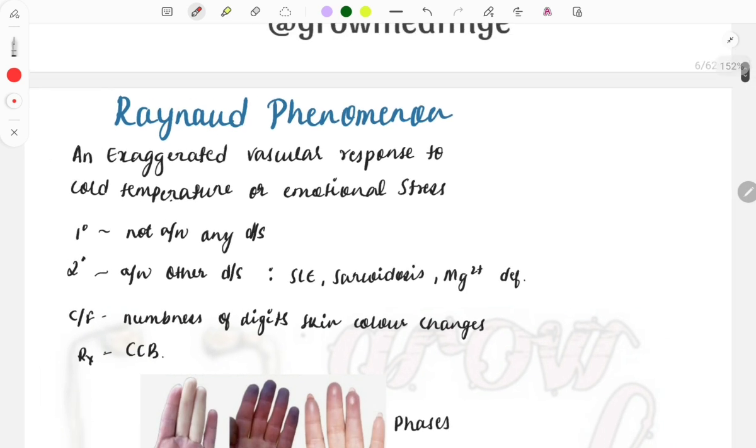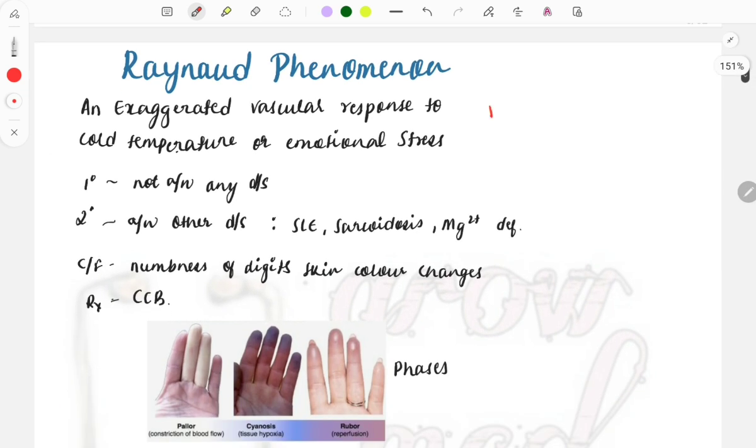Then Raynaud phenomenon, it is also a repeat topic, and frequently questions are asked on the drug of choice. So it is the calcium channel blocker which we will be giving. It is an exaggerated vascular response to cold temperature or emotional stress.